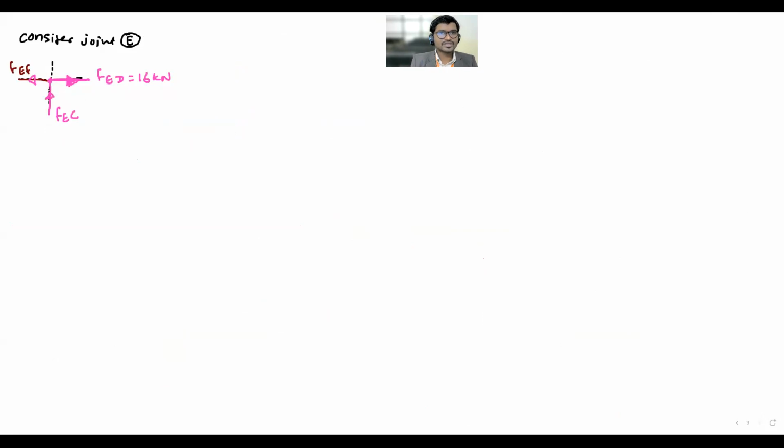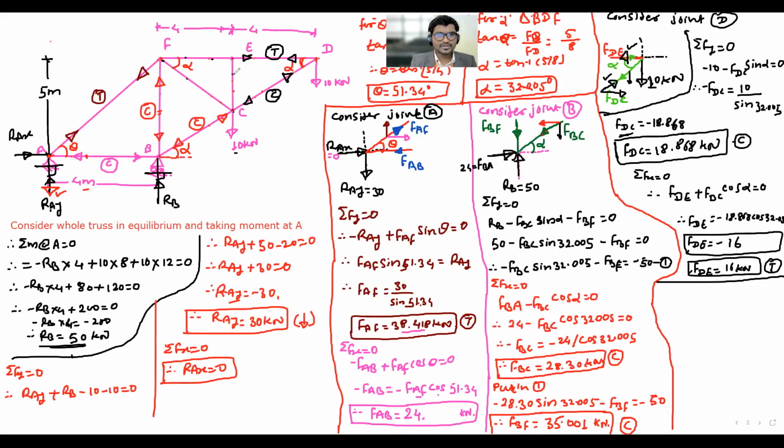Okay, now consider firstly summation Fy equals 0. Therefore the force in the member EC is equal to how much? 0, because there is no other force, reaction or support at the joint. So it's 0. Transfer that 0 firstly on the main diagram. This is the zero force member.